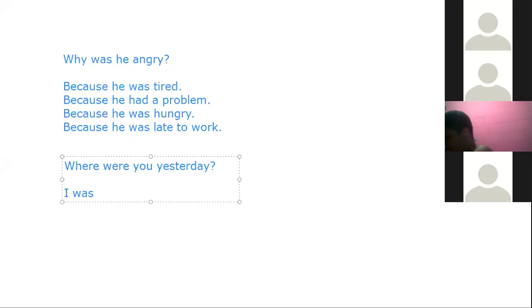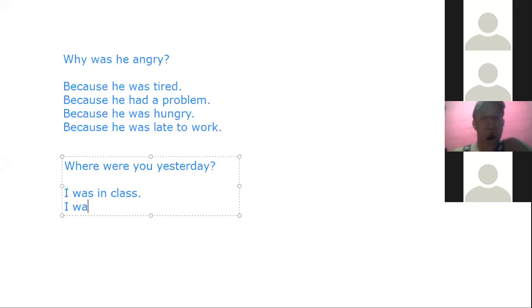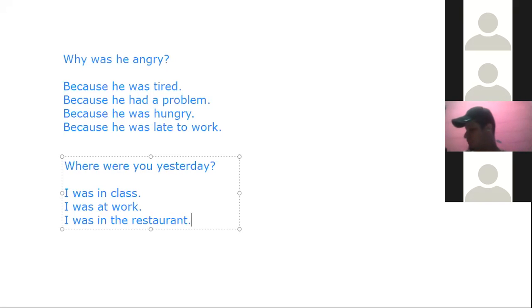I was in class. In class, okay. Janet, where were you yesterday? I was at work. Okay. Isael, how about you? Where were you yesterday? I was in the restaurant. Okay. Thank you. Okay, so is that clear for you? The way how we're going to be making information questions. ¿Está claro cómo vamos a hacer estas preguntas y cómo vamos a responder?